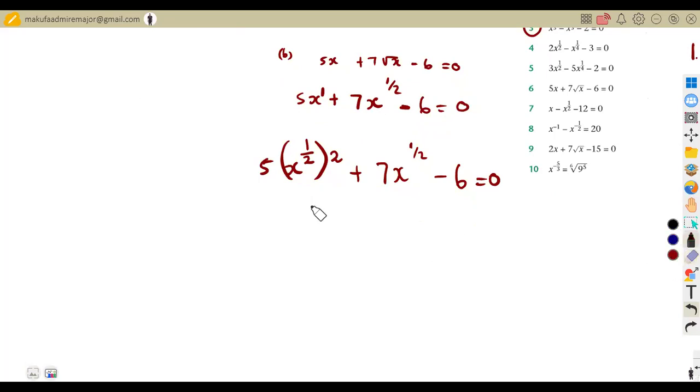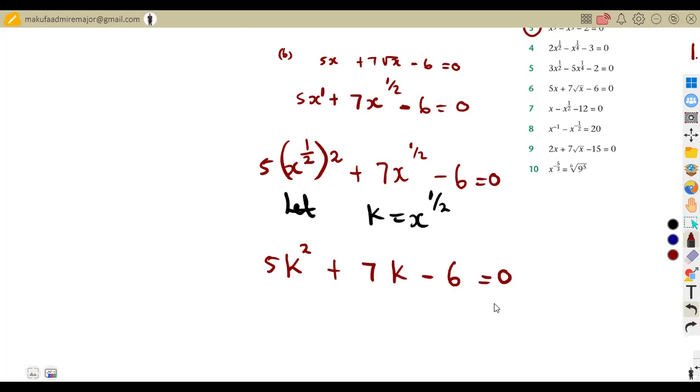All right. So we said we can introduce the k method. So let k be equal to what is common here, which is x to the exponent of a half. So in place of x to the exponent of a half here, we're going to substitute this k. So that's 5k to the exponent of 2 minus 7k like this minus 6 is equal to 0. You solve for k. So you can use the quadratic formula, factorization. I don't know what you're going to use.